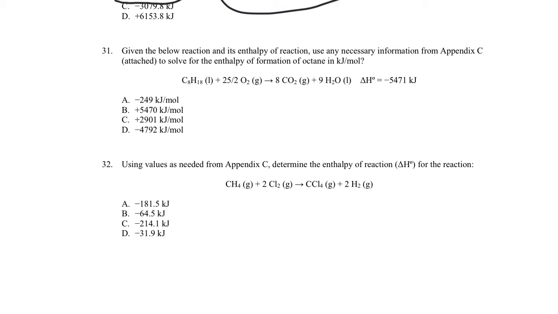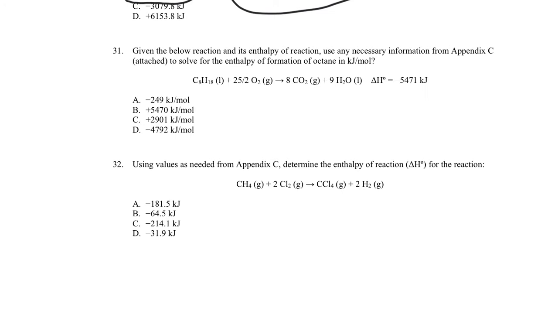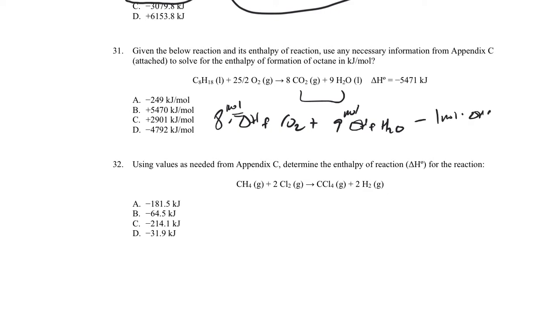And here we would just be taking the sum of the products. So we'd take 8 times the delta HF of CO2 plus 9 times the delta HF of water. Technically, it's 8 moles, 9 moles. So we take kJ per mole values, and the delta HFs are in units of kJ per mole, so we multiply by the moles. And then we would subtract 1 mole times the delta HF of C8H18.